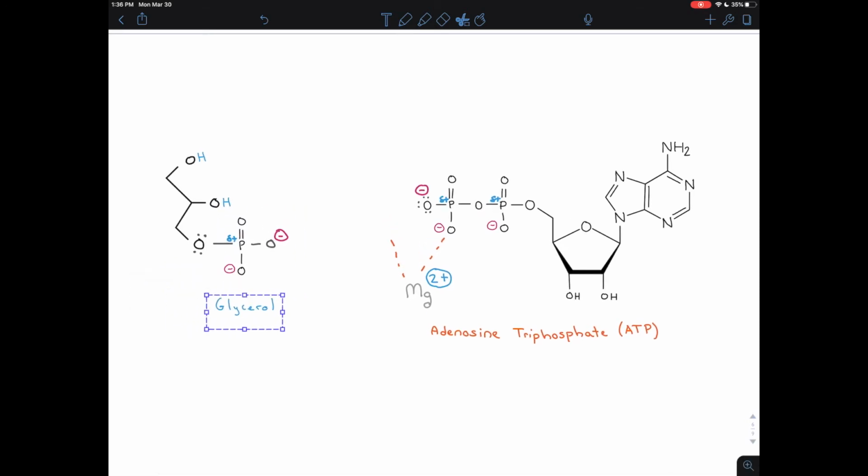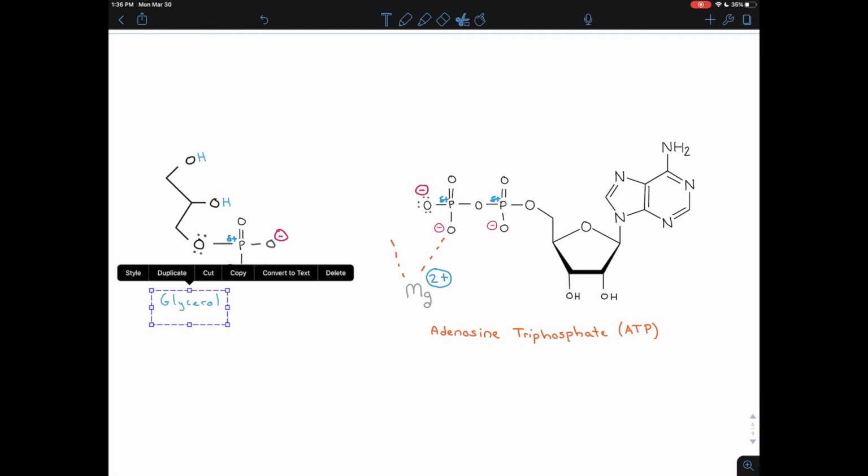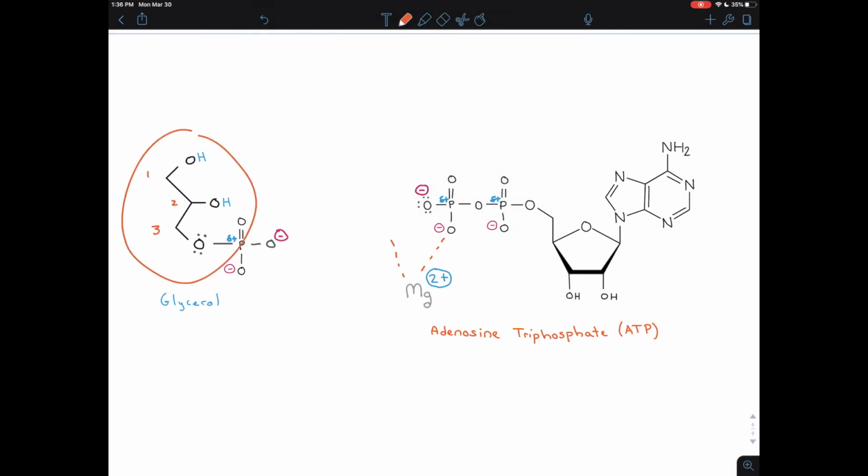Now, if we're numbering this from the top, this is going to be glycerol 3-phosphate. And that's the name for this, because if you're numbering this from the top, this would be carbon number 1, carbon number 2, and carbon number 3 of glycerol. On carbon number 3 of glycerol, we have a phosphate, so this is going to be glycerol 3-phosphate.